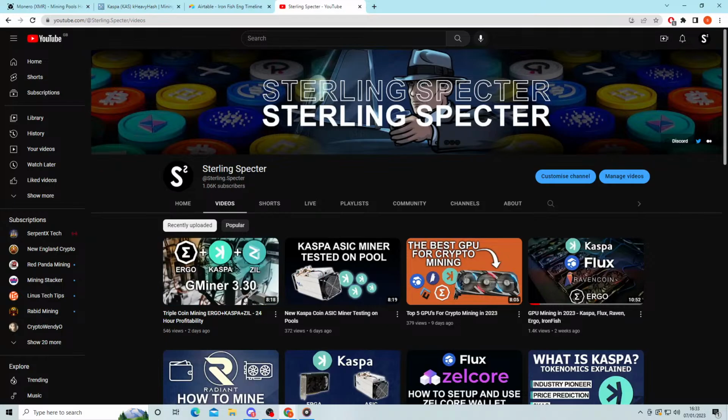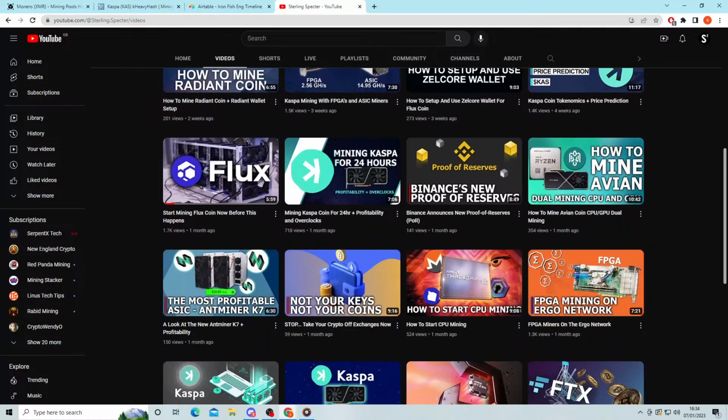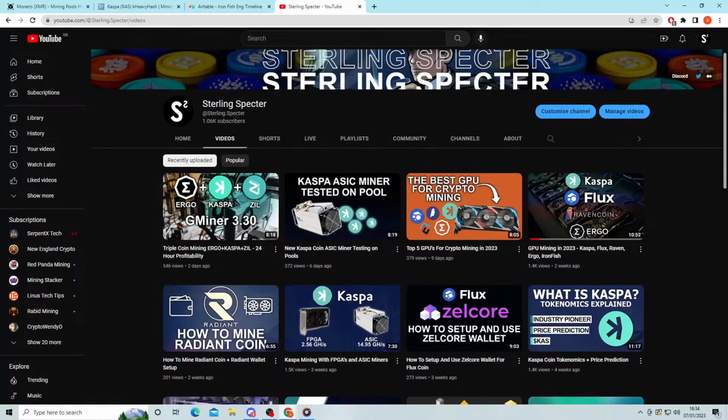This right here is a basic one where I just show the three coins, because you're never going to know it's about triple mining unless I show that there are three mining coins. And then I just put Gminer because that's the program that was used. Like this Radiant thumbnail, it's showing the wallet and the GPU miner, and then the Radiant logo on how to mine Radiant coin. I like that, and how to start CPU mining as well. I don't know, there's a bunch of them on there.